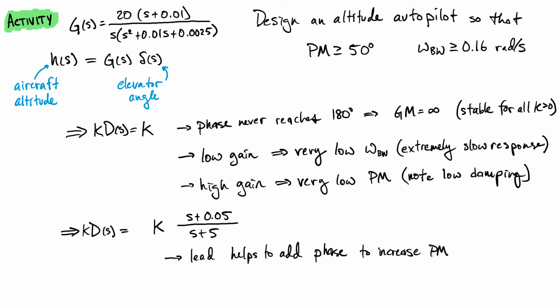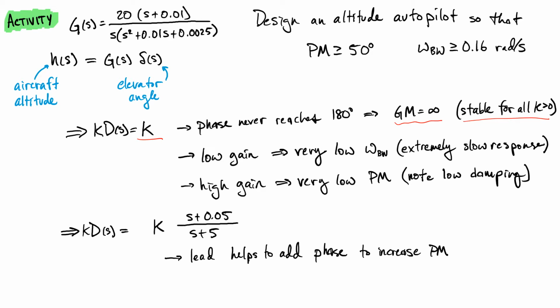As you started to work through this particular activity, you'll notice that even proportional control is able to achieve stability for all values of k. So that's a nice property. We can see that by the fact that the gain margin is infinite because the phase never reaches 180 degrees. But we do observe, again, conflicting design goals.